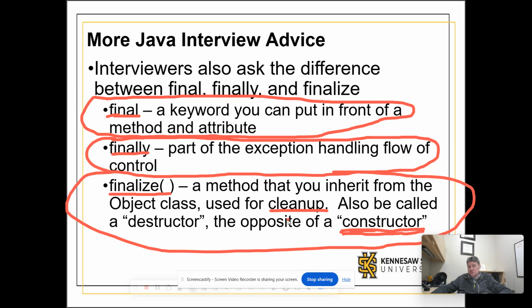So when does an object get destroyed? Well, very specifically, if the garbage collector is about to collect it, it will call finalize, which allows the object to clean up after itself. It's not something you do very often, but it's useful to be aware that it exists. So final is a constant, finally is related to try catch blocks, and finalize is a destructor.